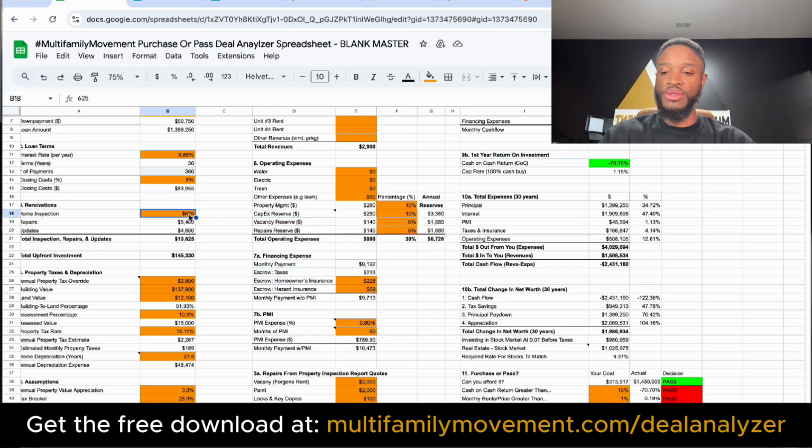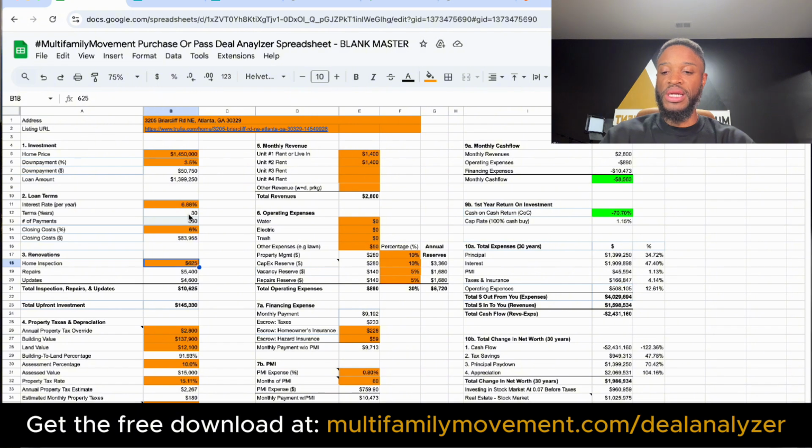Next is home inspection. And so for a fourplex in Atlanta, and people's prices differ, I would probably put something like $800 for an inspection. But I always tell you to call at least three contractors and get quotes.